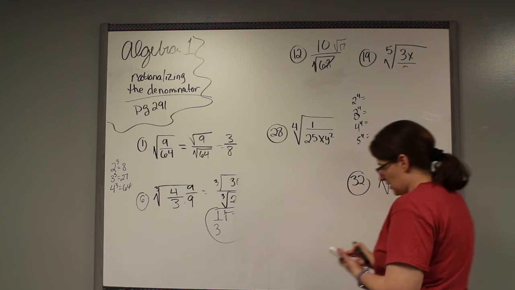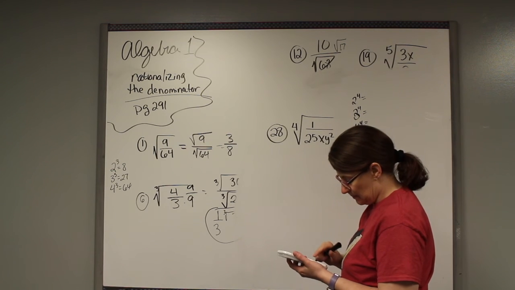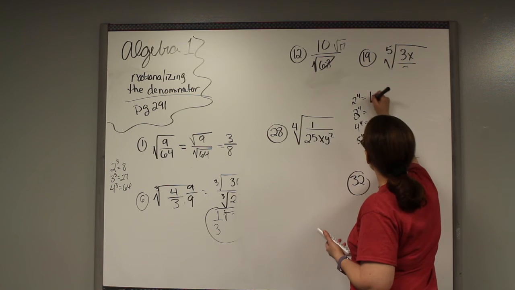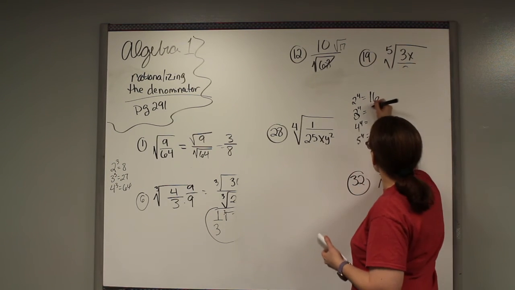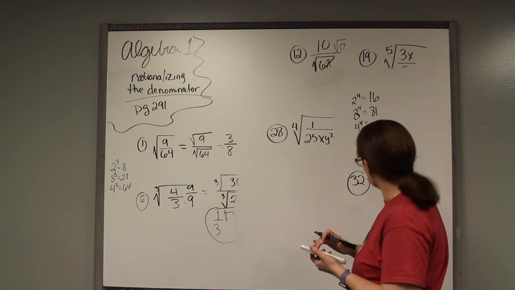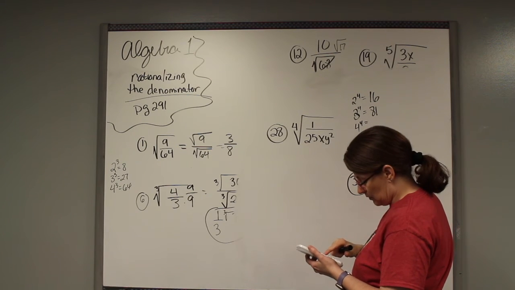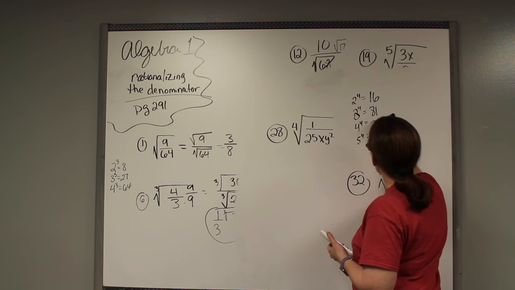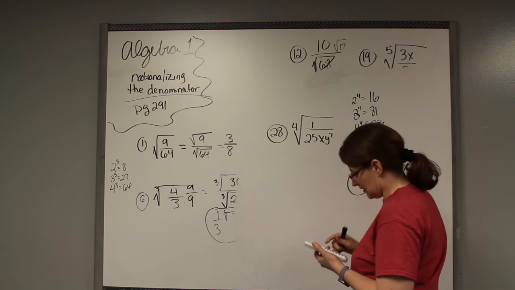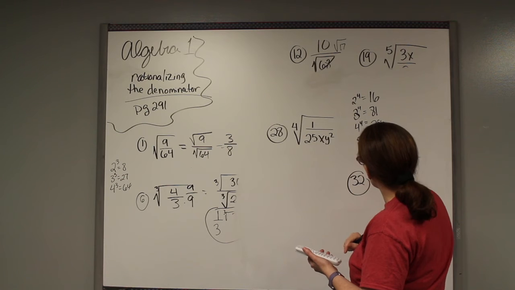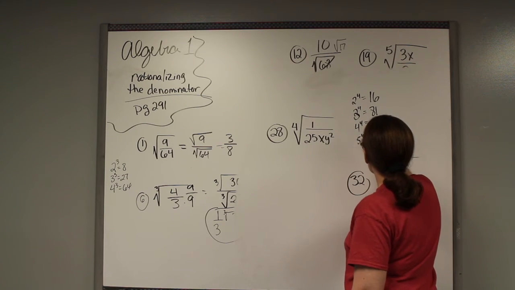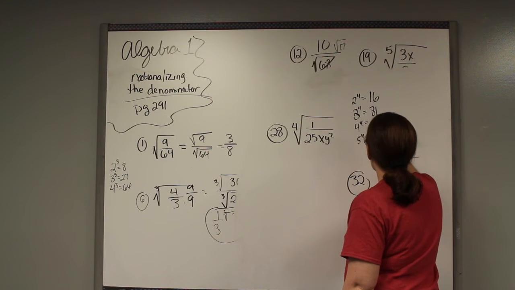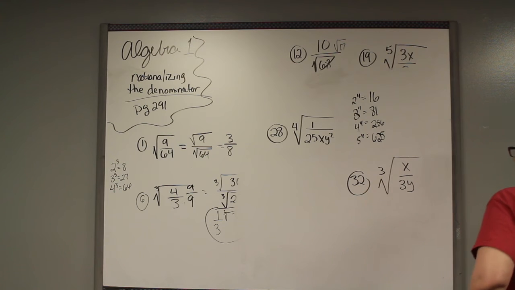And 2 to the 4th is probably 16. 3 to the 4th is 81. 4 to the 4th is 256. 5 to the 4th, 625. And I shouldn't have to go any higher than that.